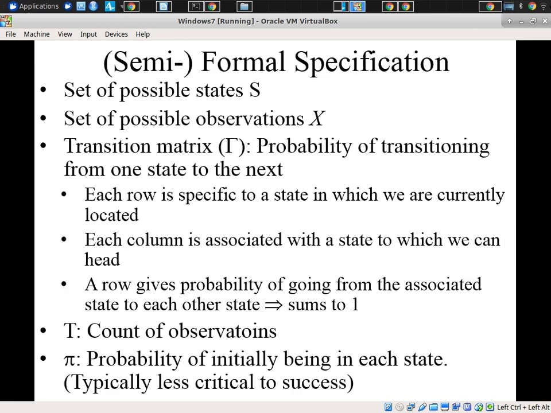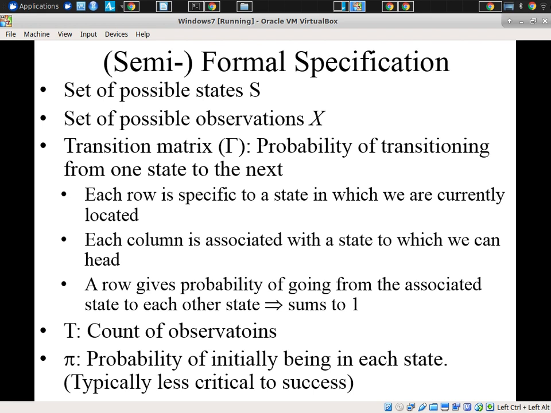Okay, I have some mathematics here, which I'm going to be providing to you, and I'll walk you through a bit, but I don't want to dwell on it hugely, because I don't want people's eyes to glaze over who aren't very comfortable with it. So the idea here is we have a set of possible states. We have a set of observations, observation types, okay?